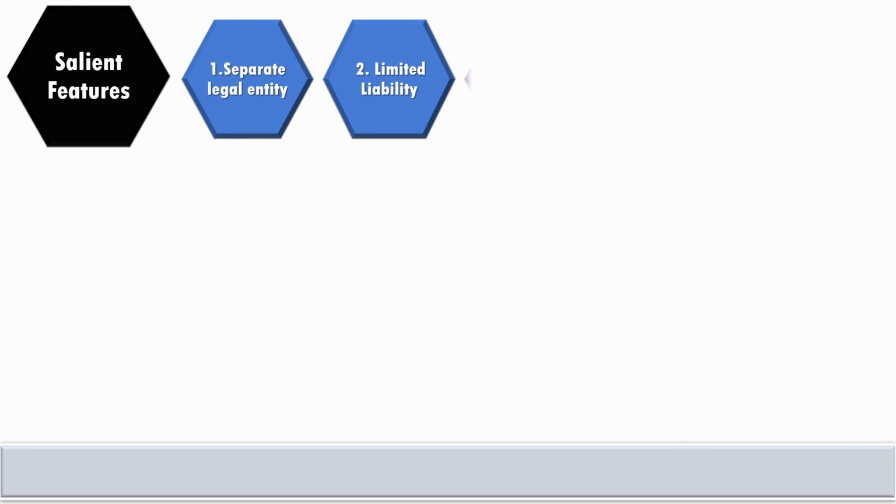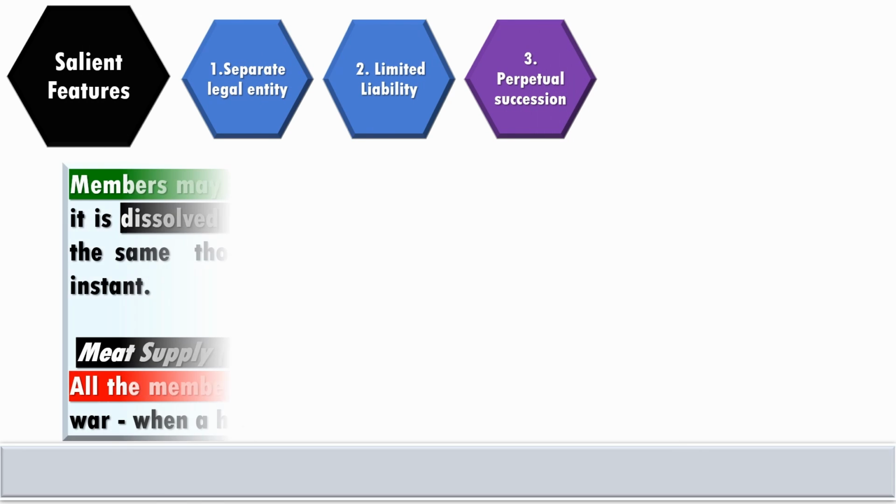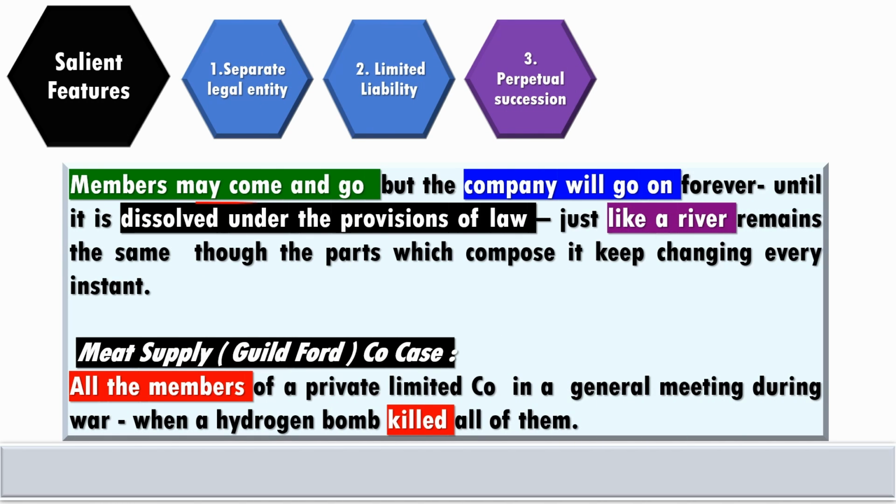The third unique feature of a company is perpetual succession. It continues in spite of change in its members. Like a river where the water keeps changing, a river keeps its identity. This was held in Meat Supply Guildford Company case, where all members of a company died in an incident, and the court said life of the company is independent of the life of its members, therefore it keeps continuing.